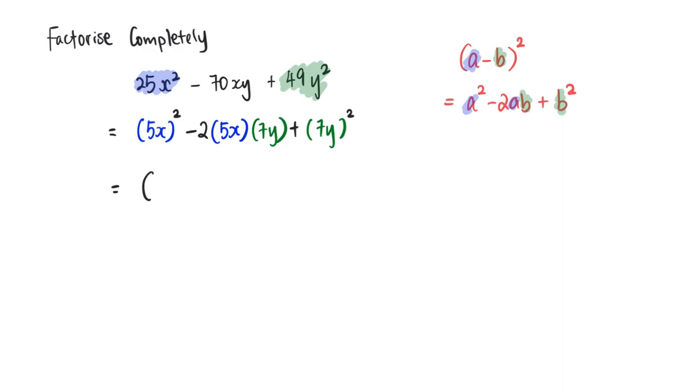And I would have 5x minus 7y bracket square.